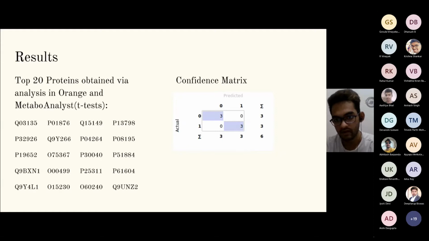And this is the confusion matrix I obtained from the machine learning models. I got the same confusion matrix for all, and you can see that there is a proper prediction. All the control samples are predicted as control samples, and all the tumor samples are predicted as tumor samples.